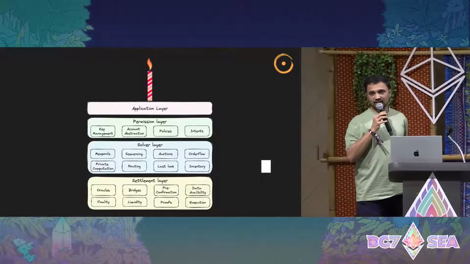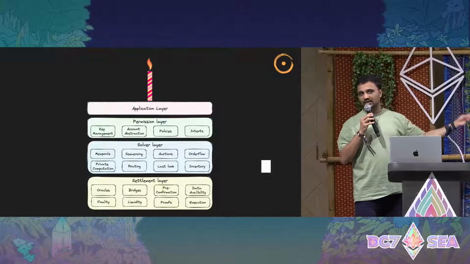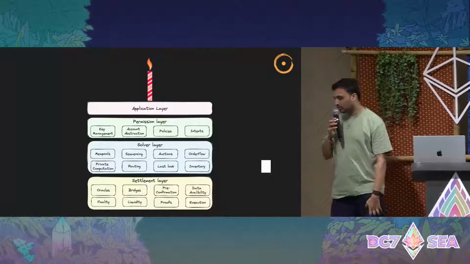And then finally, the settlement layer. These are your blockchains and oracles where things get finalized, and that becomes your root of trust.